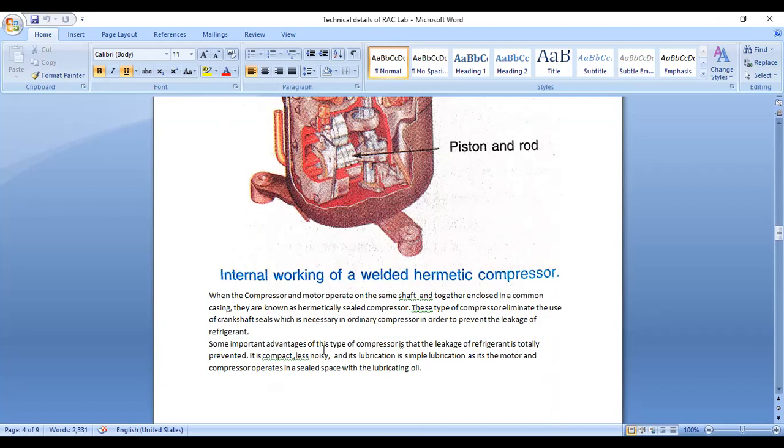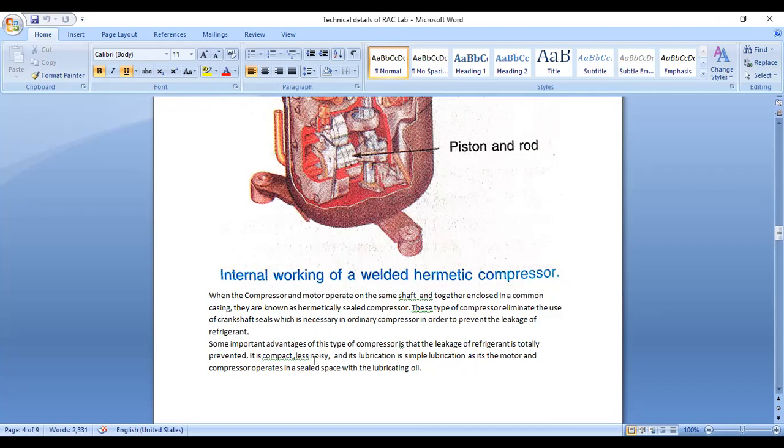The compressor is there inside, with the shaft and motor operating the compressor on the same shaft. So with the rotation of the motor, the shaft of the compressor also rotates and reciprocates, and together it sucks and compresses the refrigerant. Together enclosed in a common casing, they are generally known as a hermetically sealed compressor itself. This type of compressor eliminates the use of compressor crankshaft seals, which are necessary in an ordinary compressor in order to prevent the leakage of refrigerants.